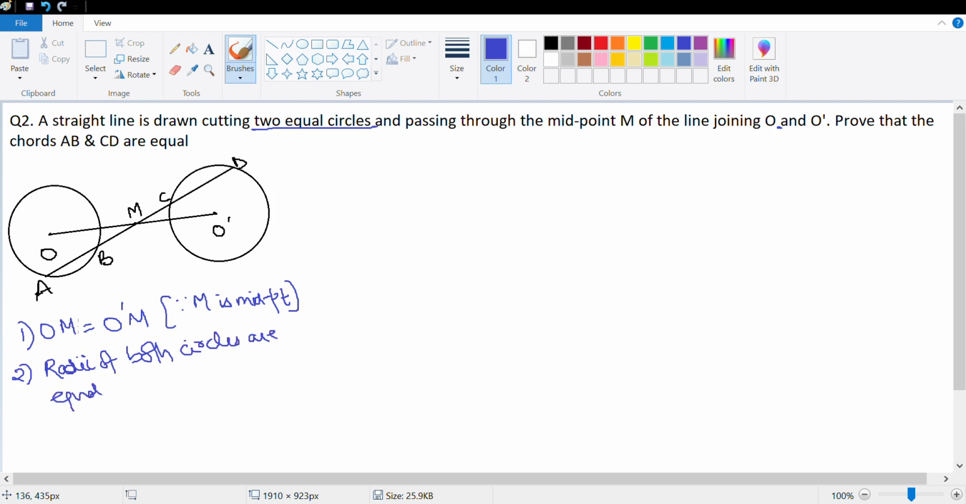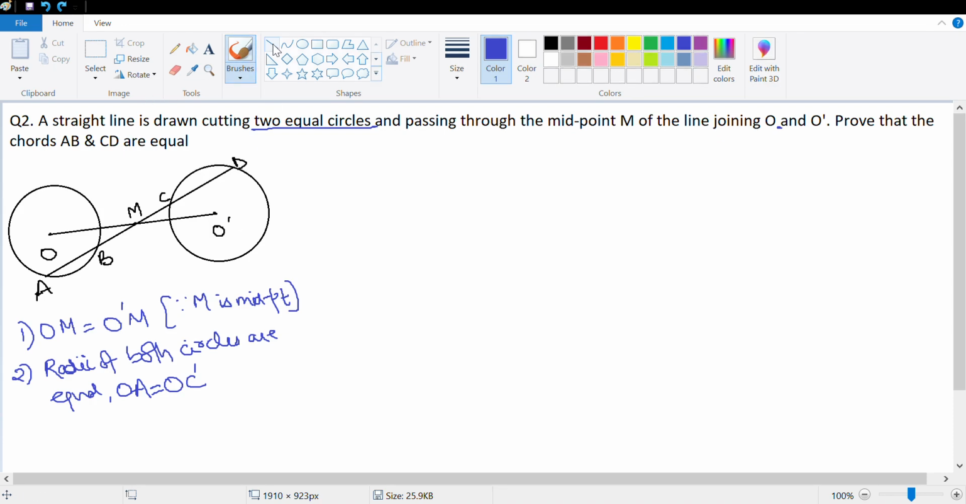In this case, if I look at OA, what it basically means is OA is equal to O dash C. So OA and O dash C are equal. Next, prove that the chords AB and CD are equal. So what we need to prove is these two chords are equal. How do I prove it?